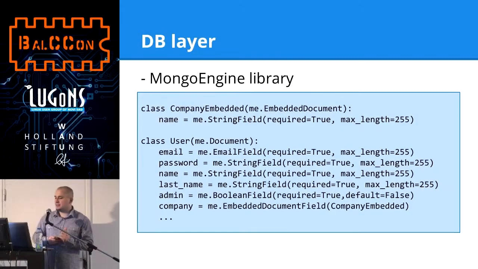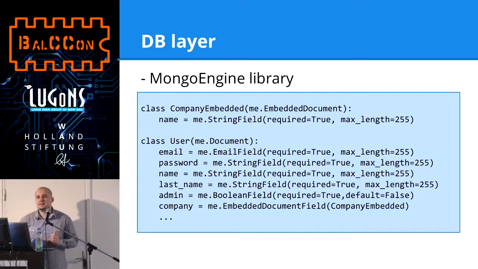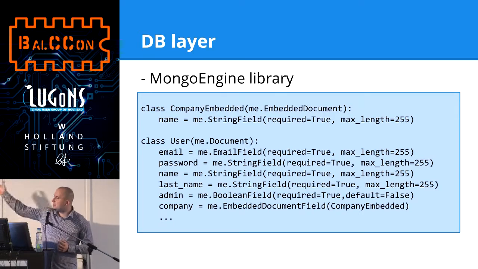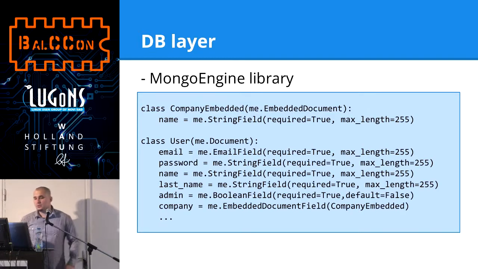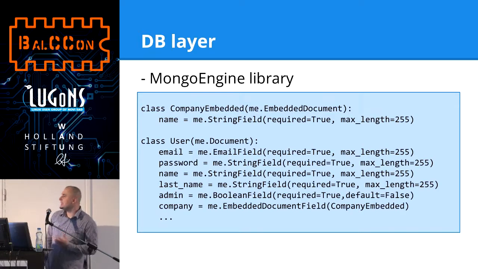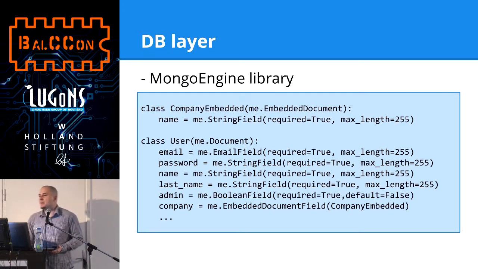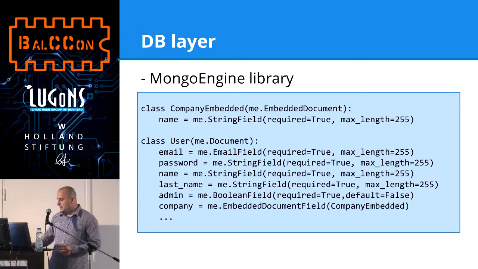It's a Python library, of course. And it provides the user with an ability to define documents using Python. As you can see, these are two documents that I've defined. And it's the same document that I showed you an example of. So it's a user document with a company embedded into it. And it's really simple Python code. There's not much to it. That's it.